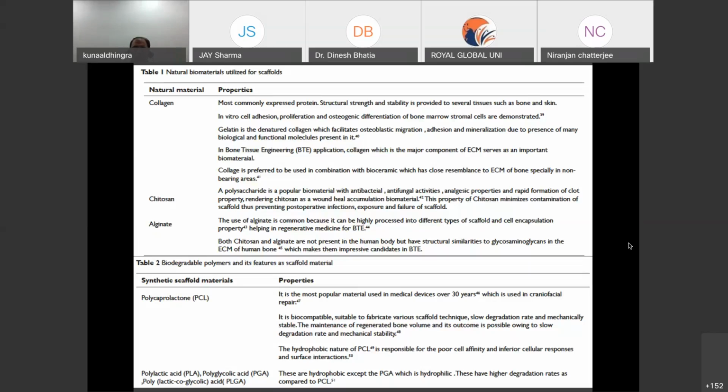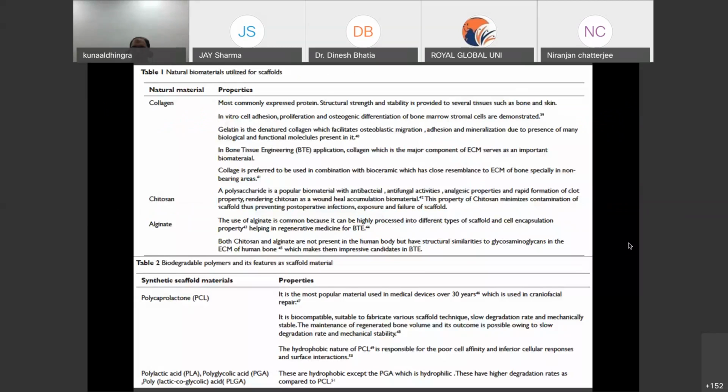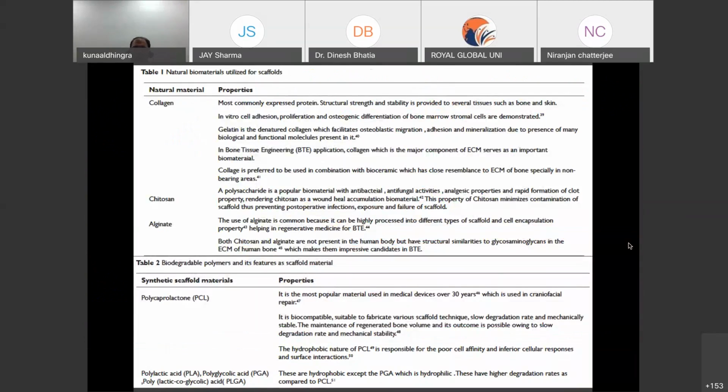The maintenance of regenerated bone volume and its outcome is possible owing to the slow degradation rate and mechanical stability of the particular material. The hydrophobic nature of PCL is responsible for the poor cell affinity and inferior responses. Other synthetic materials are polylactic acid and polylactic co-glycolic acid, that is PLGA. So these are hydrophobic except PGA, which is hydrophilic, and they have higher degradation rates as compared to polycaprolactone.